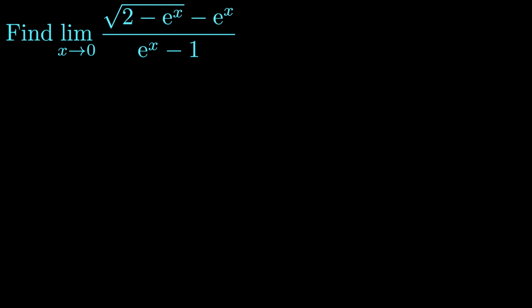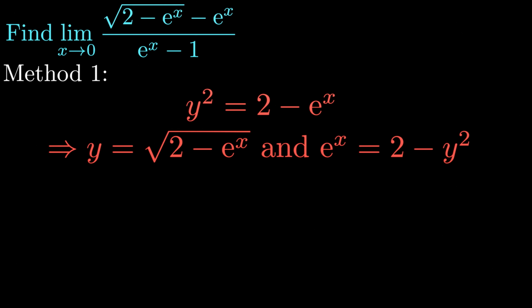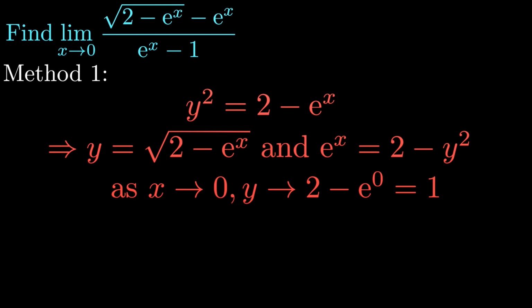The first method that we're going to use is a change of variables. So we'll begin by setting y squared to be equal to 2 minus e raised to x. This implies that y is equal to the square root of 2 minus e to the x, and e raised to x is equal to 2 minus y squared. And as x goes to 0, y goes to the square root of 2 minus e raised to 0, which is equal to 1.